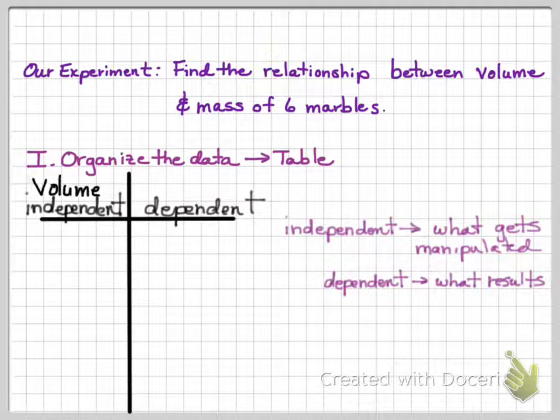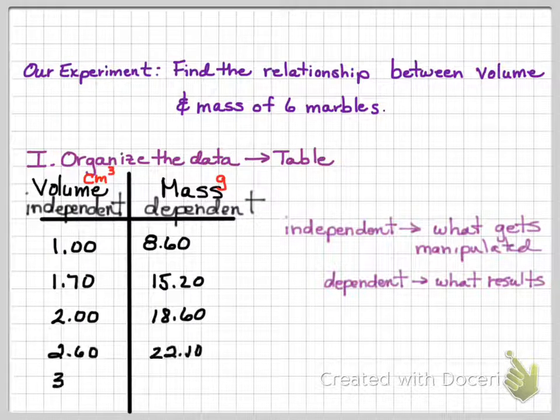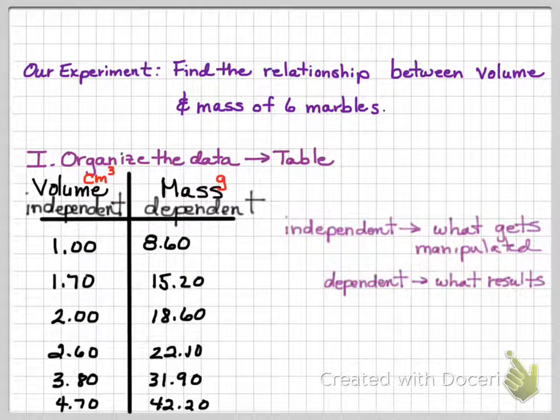The dependent variable is what results come from that manipulation. Now that we have the table labeled volume, mass, volume is in cubic centimeters, mass is in grams, let's fill in the table with the data that we found. And here we have our results for our 6 marbles.